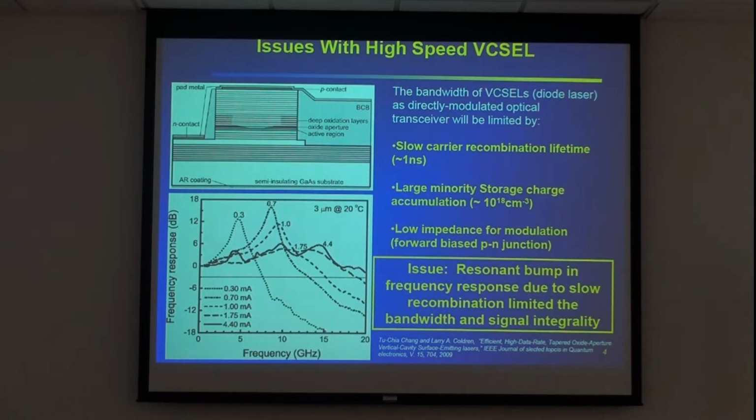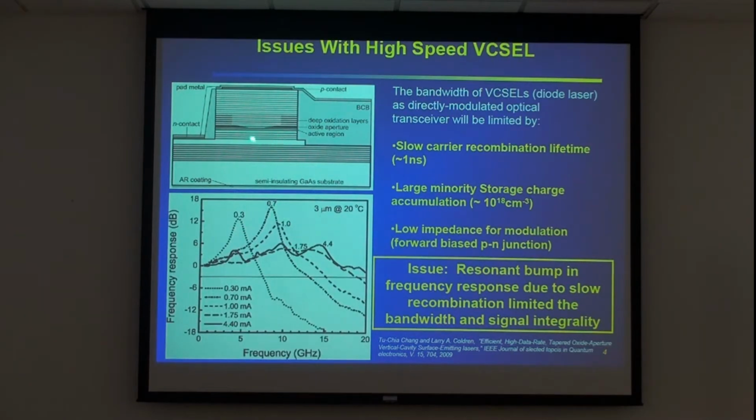this is a diode laser, and there are some potential issues. The first is the slow carrier recombination lifetime, which is inherently limited to about 1 nanosecond. And second, for a laser we always have a heterojunction between the P-type and N-type to confine the carrier. So the whole structure looks like a huge tank that stores lots of charge in the active region. You can imagine it's hard to get rid of that charge once you try to modulate it.